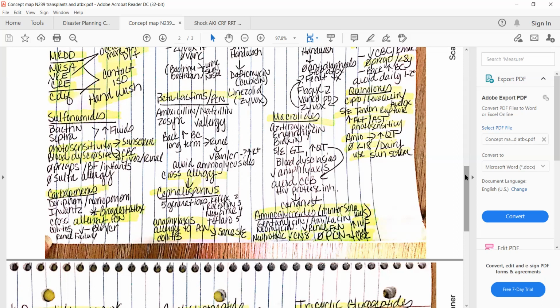Long term, it can cause renal problems or increased BUN and creatinine. It can actually cause an elevated K. Obviously, that makes sense if we have renal impairment. We should avoid aminoglycosides. Okay, avoid aminoglycosides. If they are allergic to penicillin, that doesn't mean they'll be allergic to aminoglycosides.